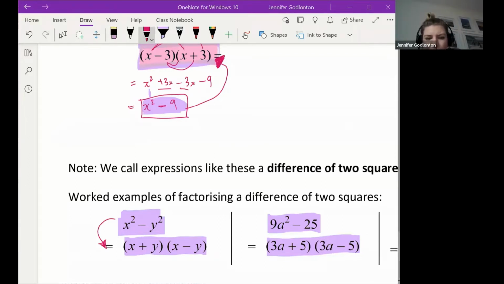The first terms in the brackets are the square root of the first number. Excellent, good. The first terms in the brackets are the square root of our first term over there. Excellent, awesome. Nkateko, what can you tell me?